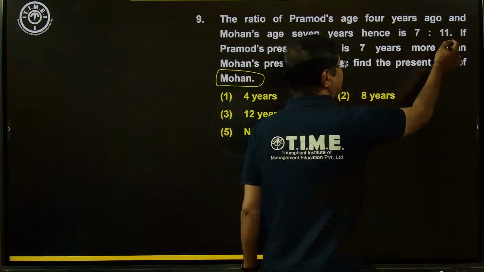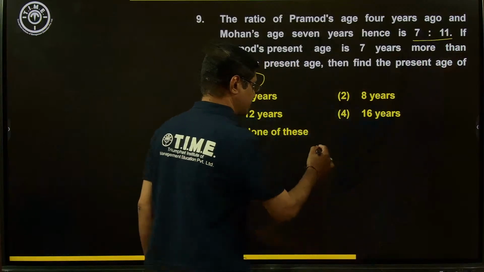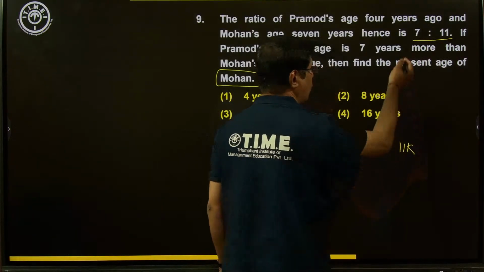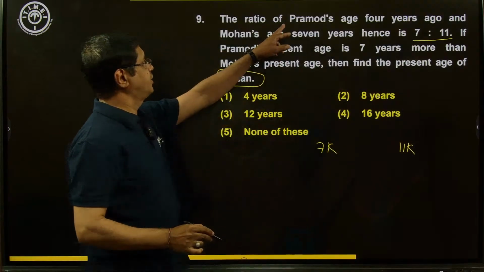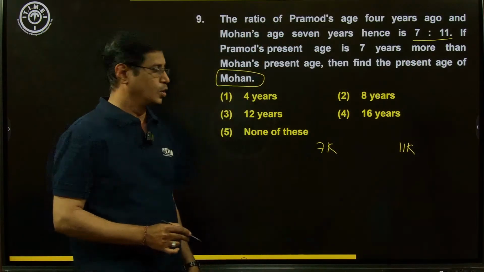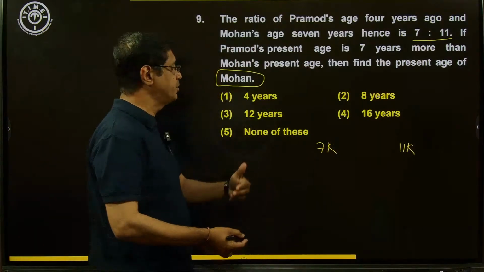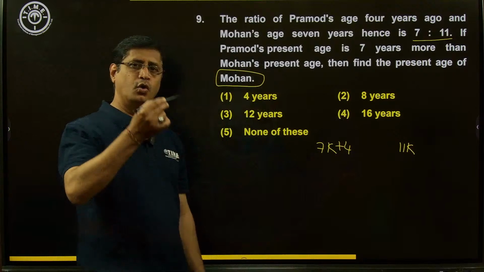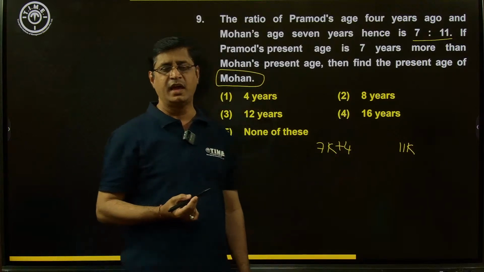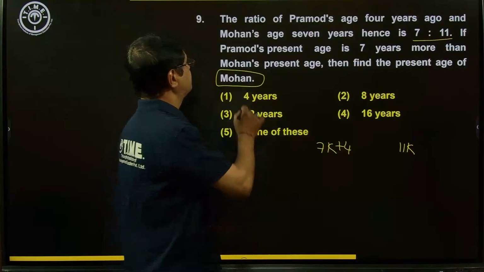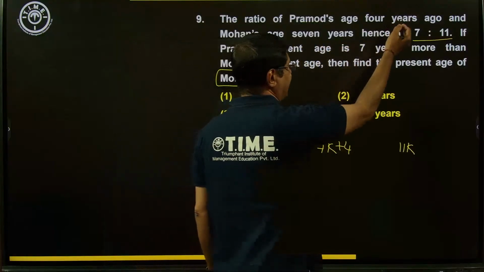The ratio 7:11 means 7K and 11K. What is 7K? The Pramod's age 4 years ago. 4 years ago, 7K means what is the present age? Present age means 7K plus 4. 4 years ago, it was 7K. Now, what is the present age? 7K plus 4. Next, Mohan's age is 7 years hence.